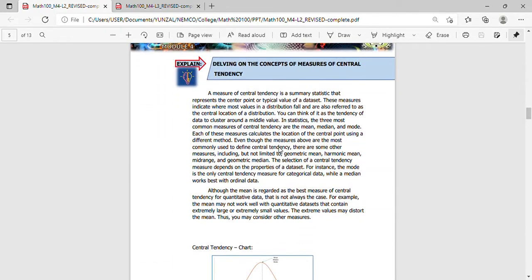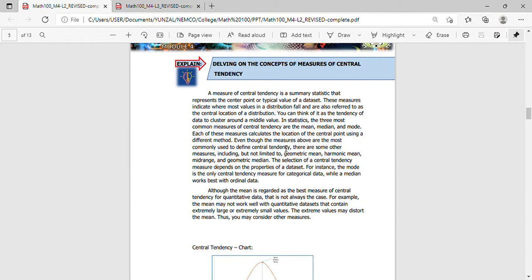So now let's go to our proper discussion about the concept of measures of central tendency. A measure of central tendency is a summary statistic that represents the center point or typical value of a data set. These measures indicate where most values in a distribution fall and are also referred to as the central location of a distribution. So again, it will help us find the center of the data that you have gathered.